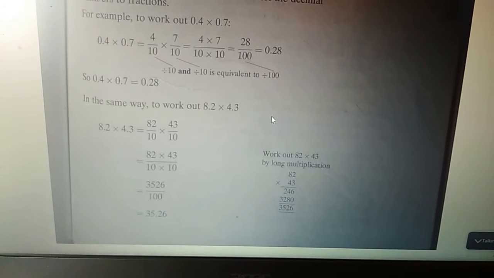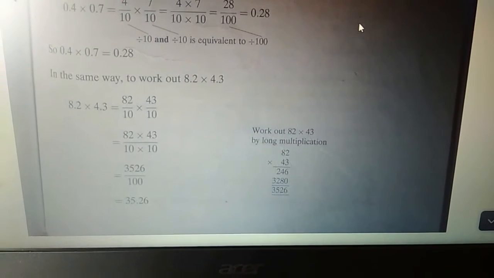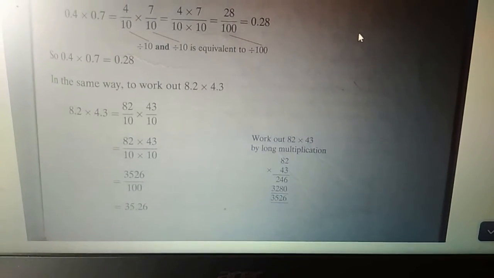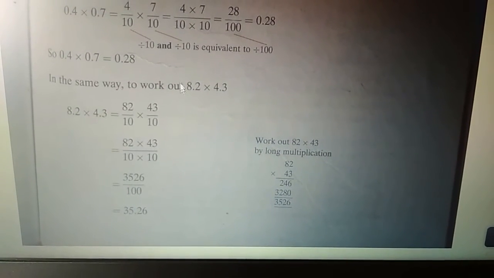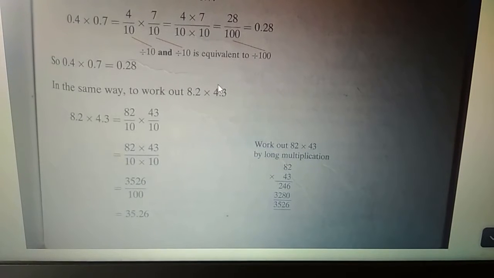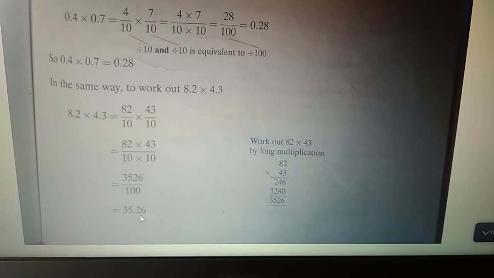Okay, now they have removed the decimal after converting into fractions. So 82 into 43 divided by 10 into 10 is 3526 divided by 100. After doing the division, they have got the result 35.26. Basically, this is a multiplication, but they have converted it into a fraction, so it looks kind of like a division. But whichever way you do it, even if you multiply directly, you will get the same result, 35.26.